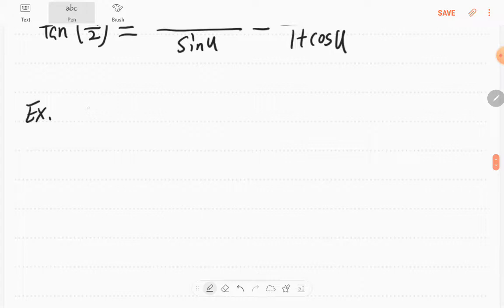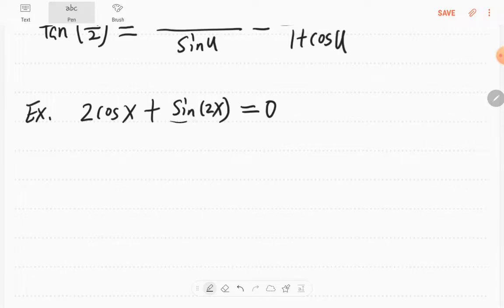We want to solve this trigonometric equation: 2 cosine x plus sine 2x equals 0. The first thing is that we cannot factorize it, because here the 2x is inside the input, and remember, sine is just the name of the function, so you cannot take this 2 out.